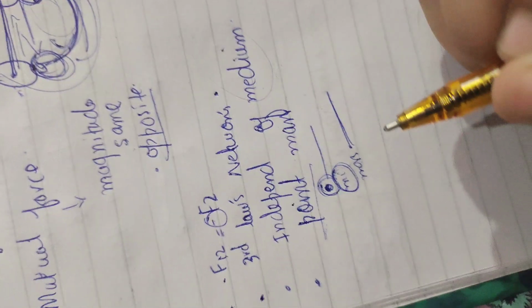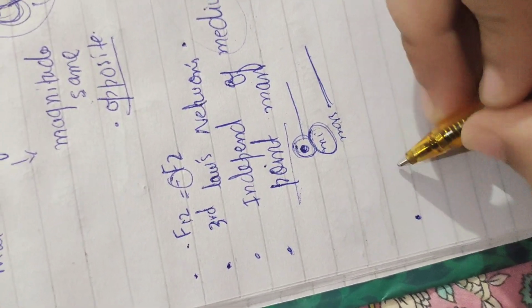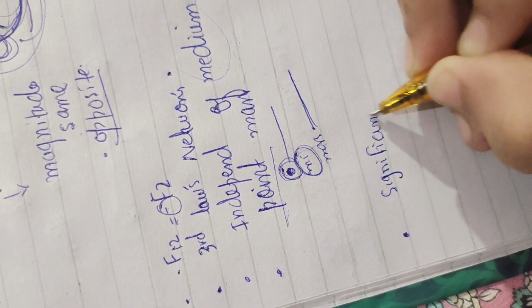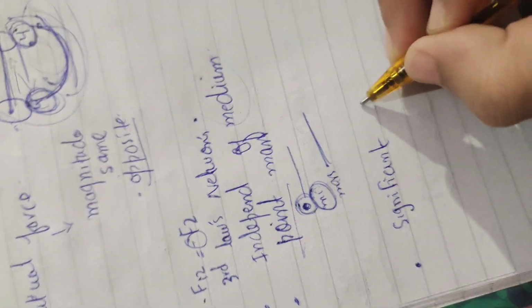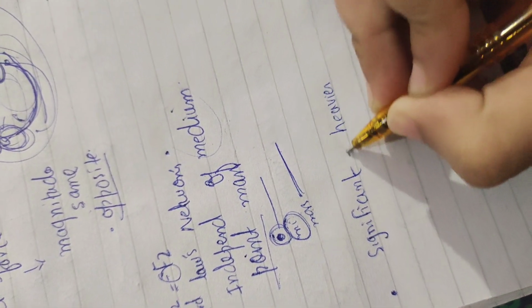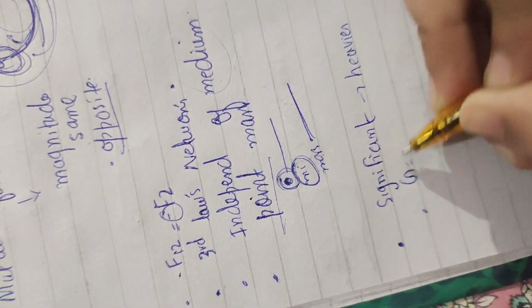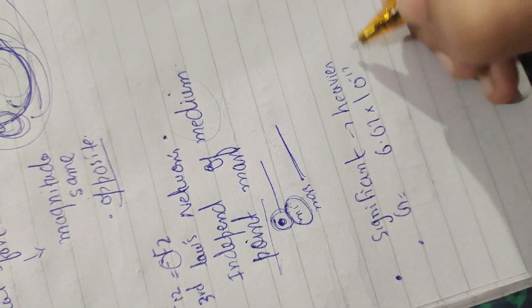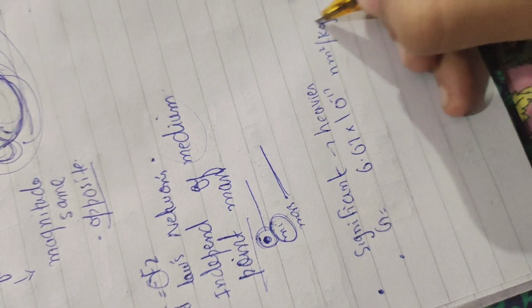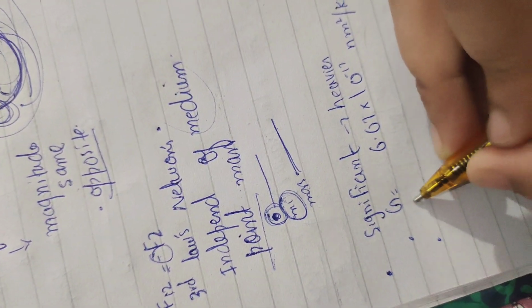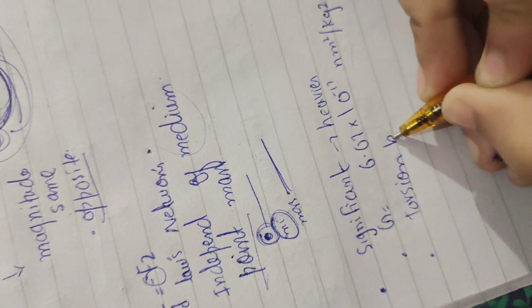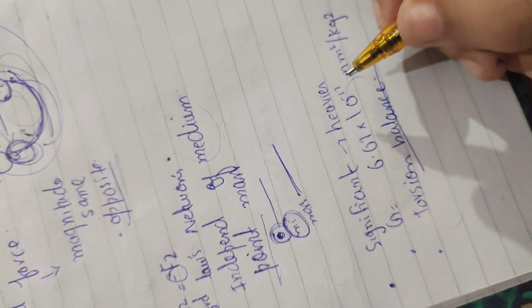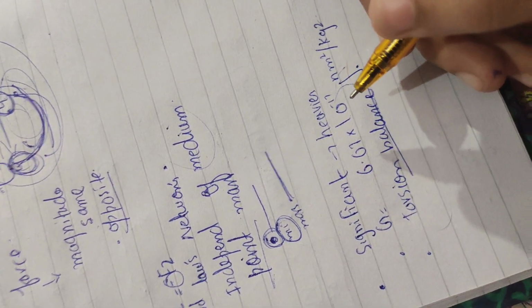Alright. And another point is that this is significantly valid on heavy bodies, as I told you, like planets, not on humans. And the value of G is 6.67 × 10^-11 N·m²/kg². And this is measured by the torsion balance. This is an accurate balance, right? This is the mechanism that we'll understand soon in future videos, right?